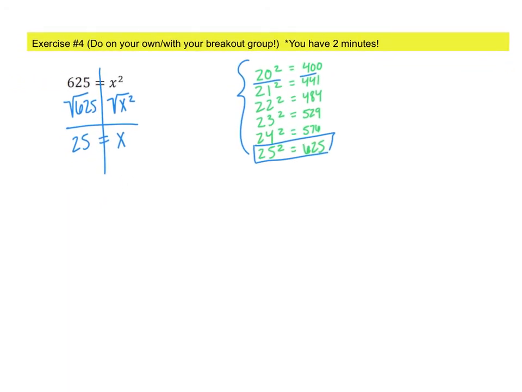So when I take the square root of 625, I would get 25. So my answer is 25. Check it with my work. Make sure you have the same thing down, and we're going to move forward to our next one.